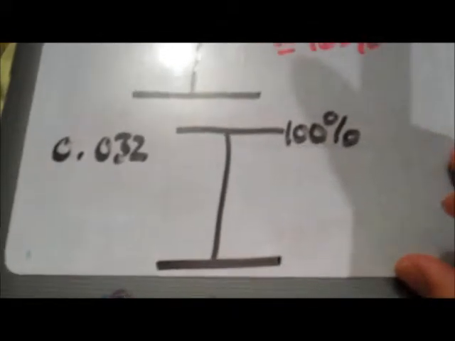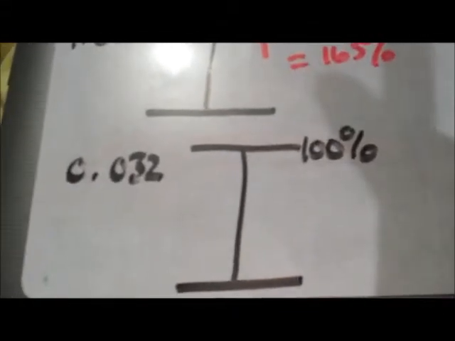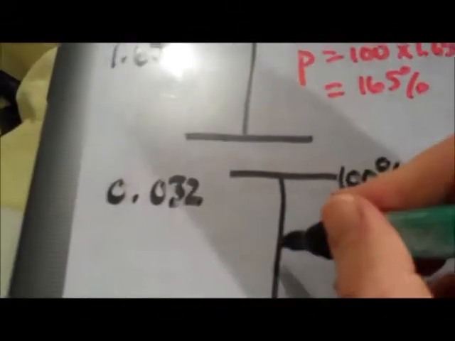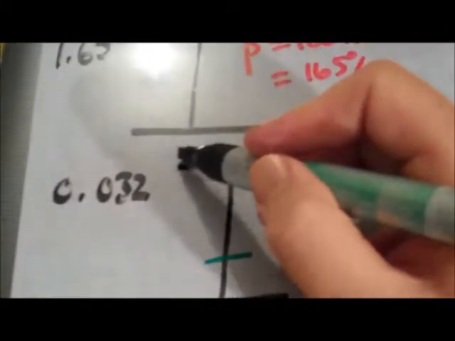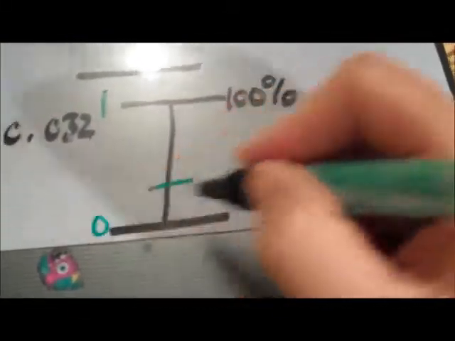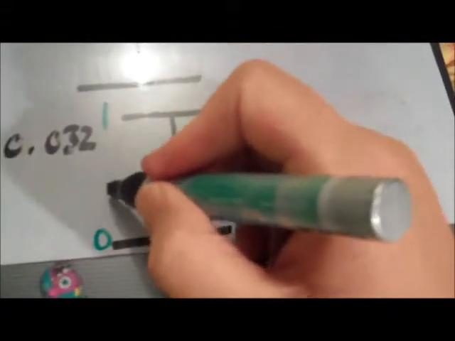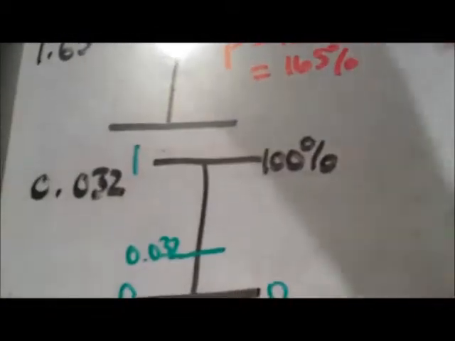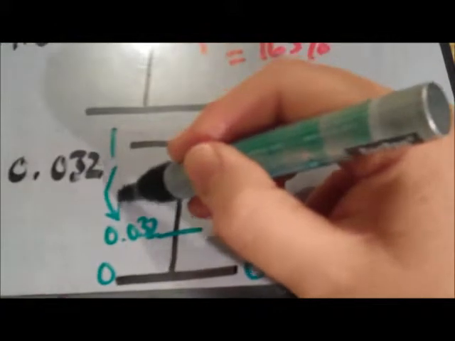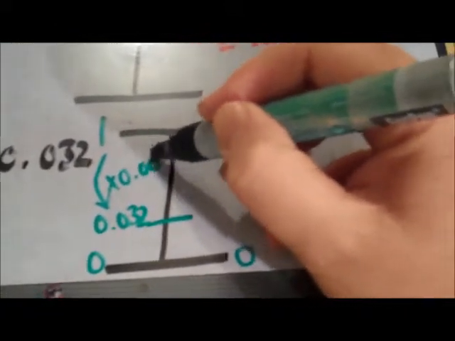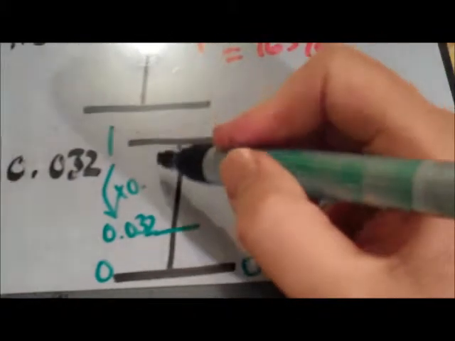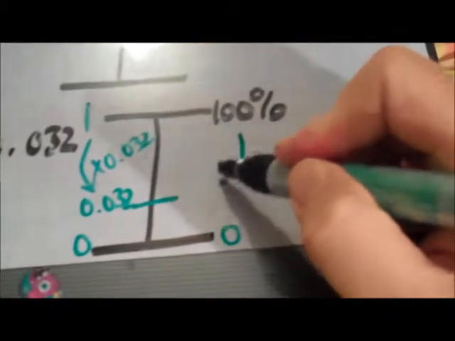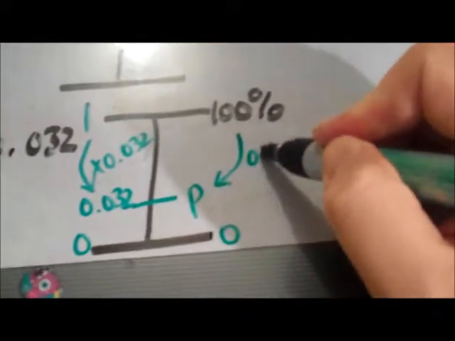Here's the last one. 32 thousandths as a percent. So what do I know? Well, I know that 100% is 1, and I need to work out what 32 thousandths is. So how did I go from 1 to 32 thousandths? Well, it has to be a multiply. Sorry. 0.032 is 32 thousandths. So I have to do exactly the same to this side to work out my percentage.